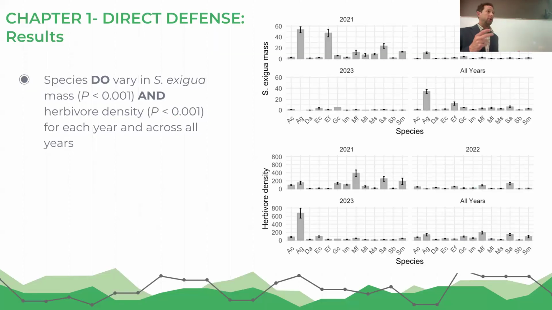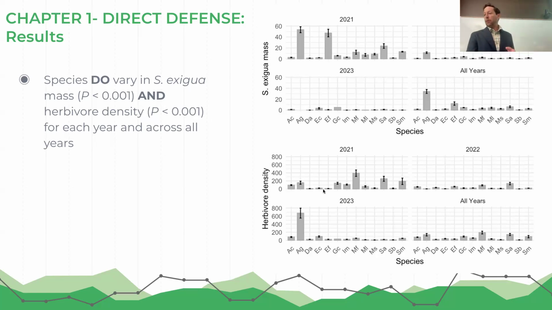First, we needed to determine whether there's variance within mass changes in Spodoptera, as well as herbivore densities, across all of our species. For this particular panel on the top, these species are denoted by initials, and we are looking at 2021 levels of mass change, 2022, 2023, and then all years combined. Just by looking at this, you can see that there does seem to be variation in mass change in Spodoptera, both interannually, as well as according to species.